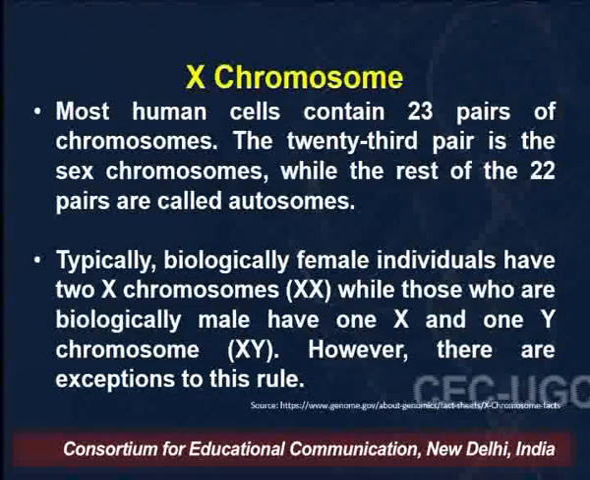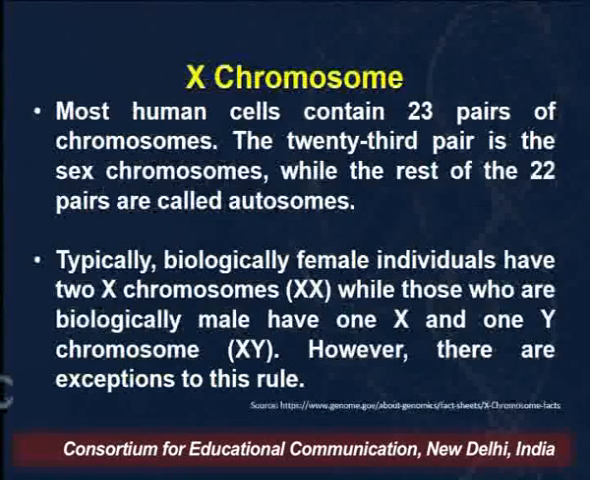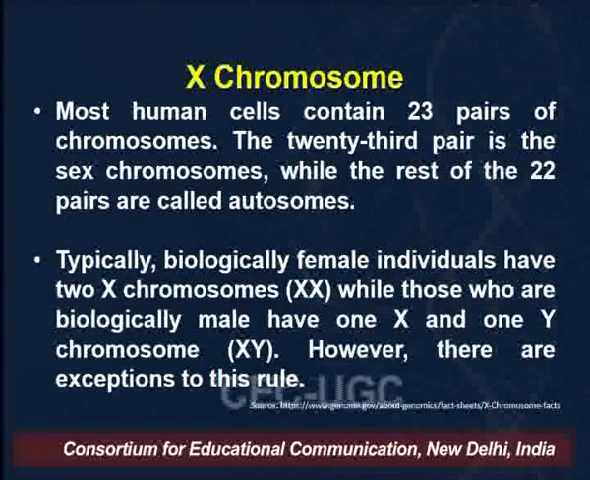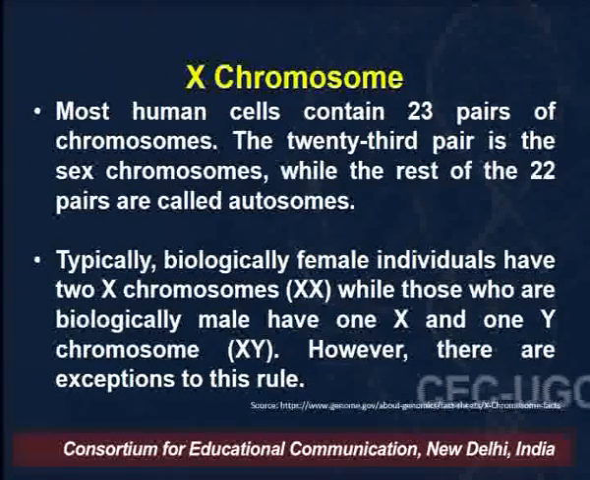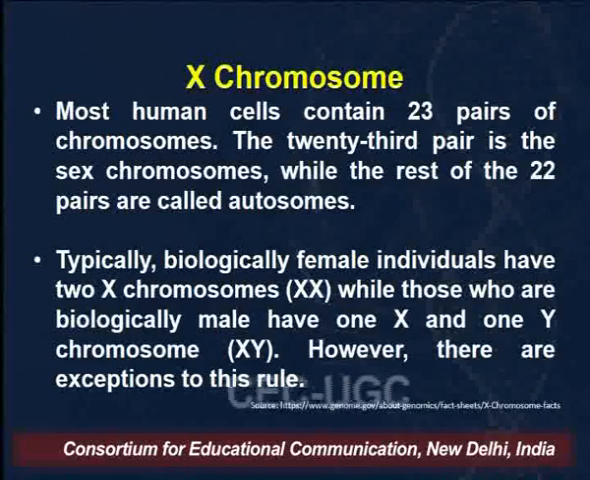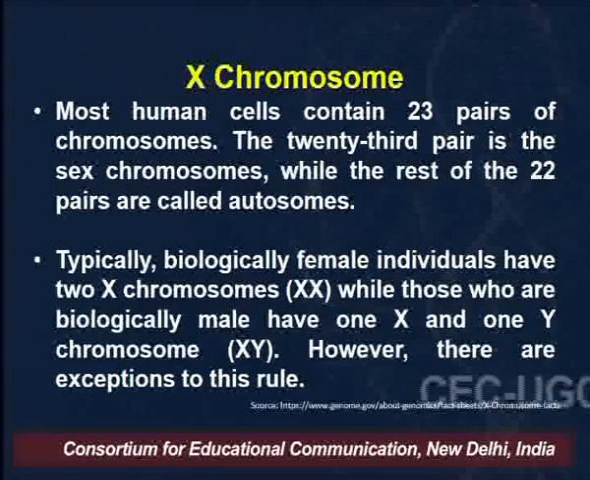Now, there are 23 pairs of chromosomes in human cells, as we just discussed, of which the last pair is the sex chromosomes. Biologically female individuals have 2 X chromosomes, while biologically male individuals have 1 X and 1 Y chromosome. However, there are some exceptions to this rule also. The X chromosome is about 3 times larger than the Y chromosome and contains about 900 genes, while the Y chromosome has about 55 genes.